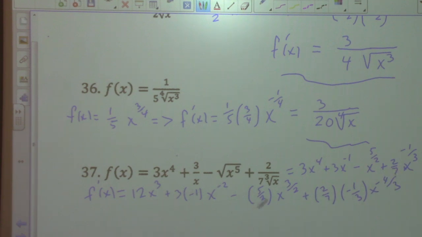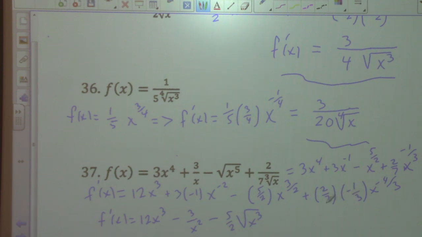And then, let's see, what do we have here? Yeah, that's all of it, right? So f prime of x is equal to 12x cubed, and then that's going to be minus 3 over x squared minus five halves, or I get square root of x cubed.